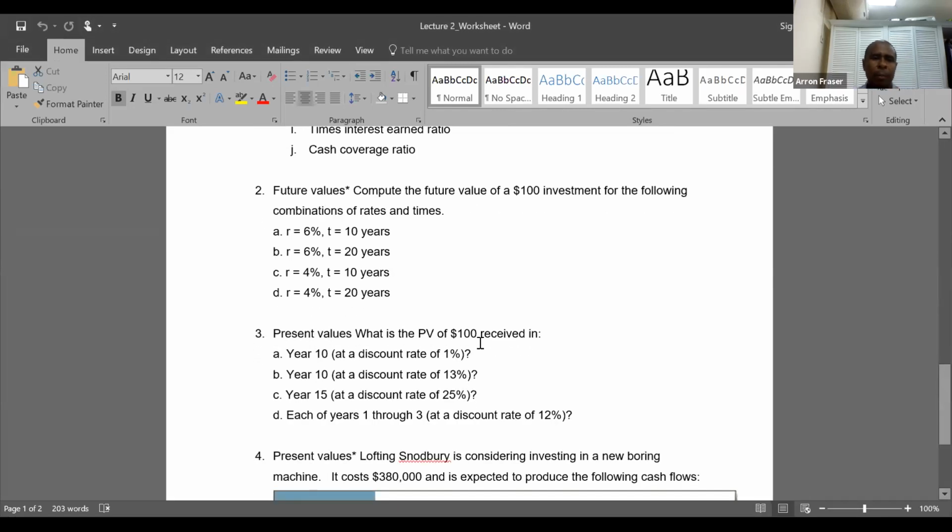All right, the first one asks us to compute some future values. You have to compute the future values of $100 for the following combinations of rates and times. A, 6% 10 years, B, 6% 20 years, C, 4% 10 years, D, 4% 20 years.